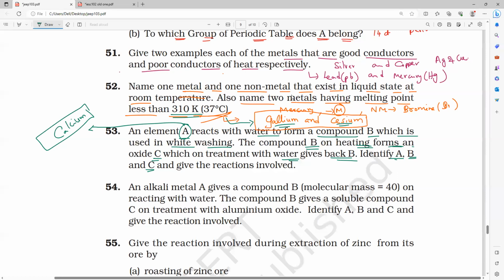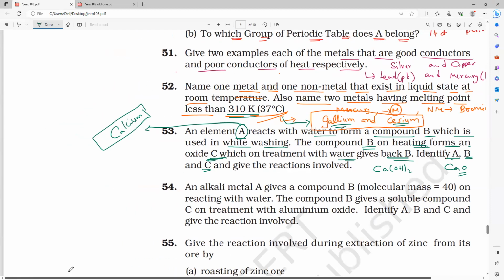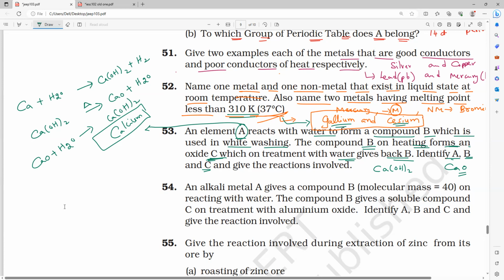So very simple. A is calcium, and compound B is calcium hydroxide. C, which is the oxide formed on heating, is calcium oxide. So you can form the equations. They are very popular equations. Calcium reacting with water gives calcium hydroxide plus a gas that evolves, hydrogen. Now this calcium hydroxide undergoes heating, so it turns into calcium oxide plus water. Understanding, everybody? And if calcium oxide reacts with water, again we get back calcium hydroxide. That's what they are asking.